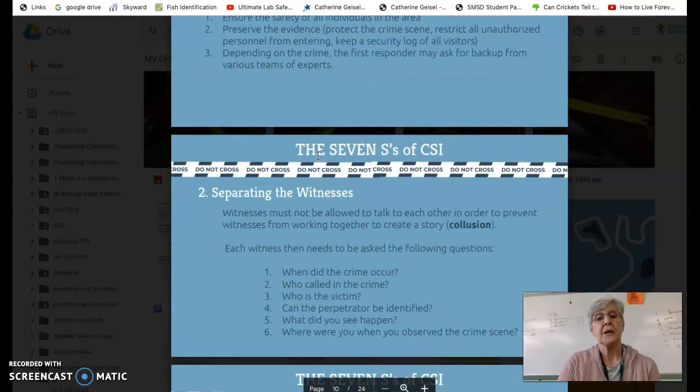Step number 2, they need to separate the witnesses. Witnesses must not be allowed to talk to each other in order to prevent them from working together or creating a story or collusion. Sometimes that's on purpose, but sometimes that's on accident. We talked about the fact that memory is not always accurate, and if you talk to somebody else, you can fit pieces in that you don't remember, and you think you actually remember them yourself.